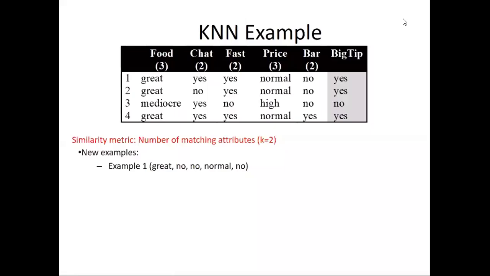K nearest neighbor means you have to find the two closest matches among those four, and in those two matches, what is the label? That label you have to consider for the final classification. Big tip, yes or no?